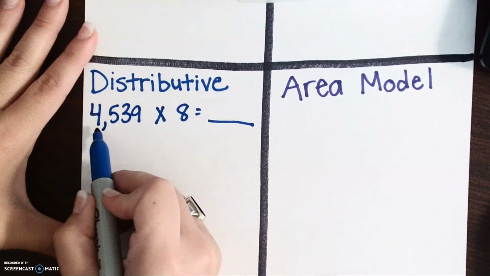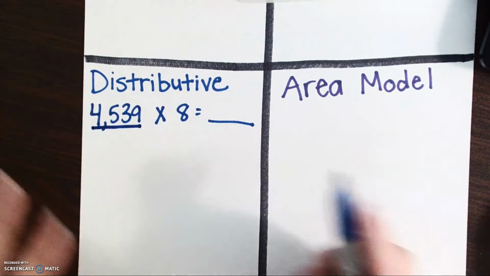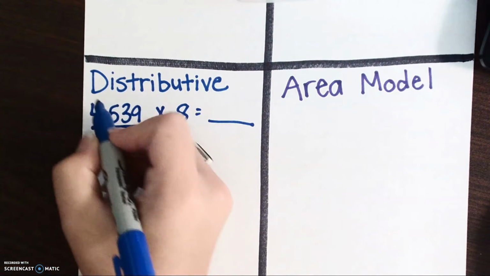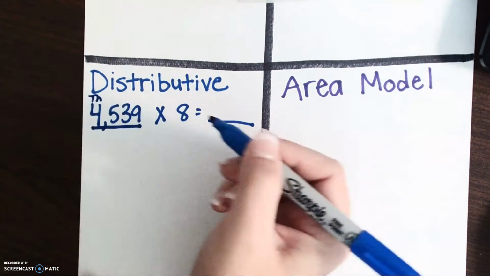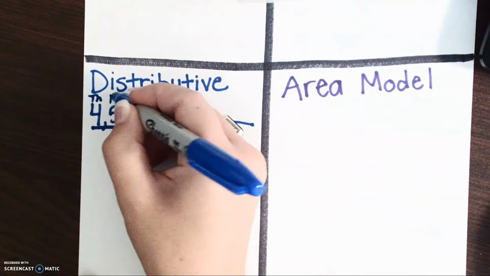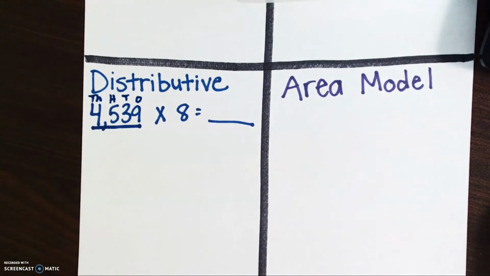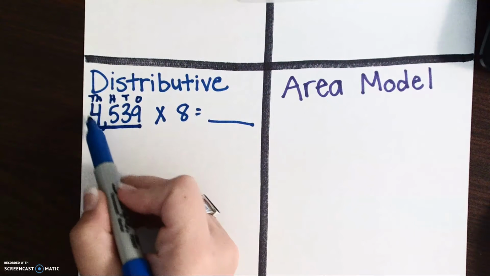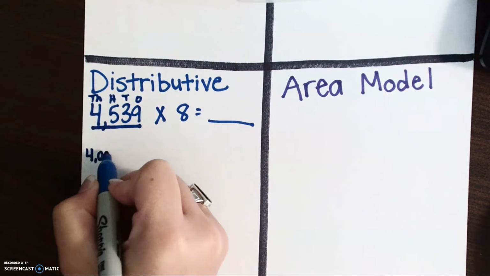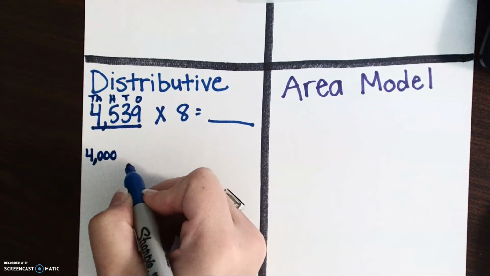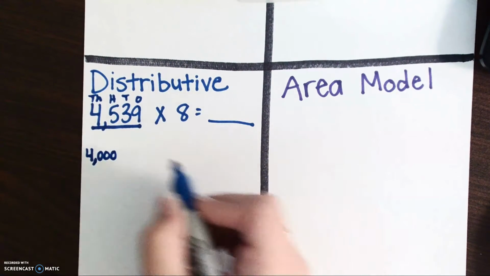Alright? So with distributive, I'm going to take my big number and break it apart. Okay, so if it helps you, you can label your place values. You can say, this is my thousands place, this is my hundreds place, my tens place, and my ones place. That way you know how much it's worth when you divide it out. So I know my 4's in my thousands place, so I have 4,000.